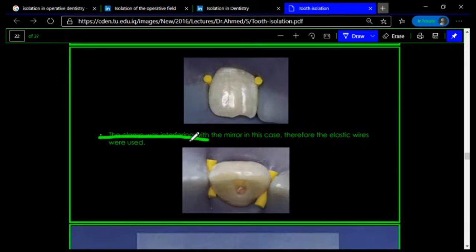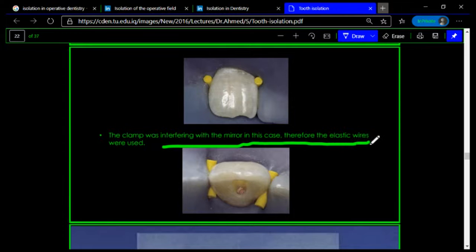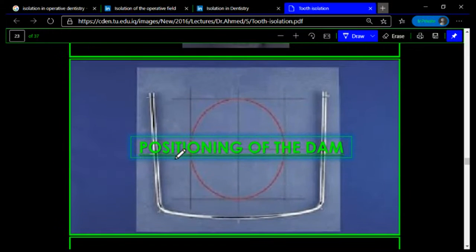And the clamp which was interfering with the mirror in the case, therefore the elastic wires were used.